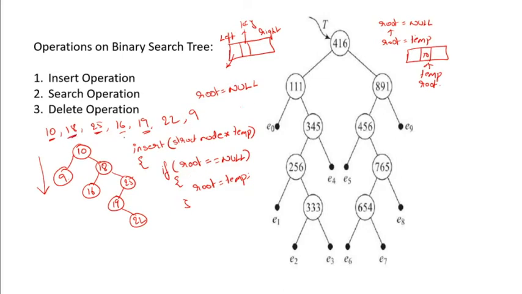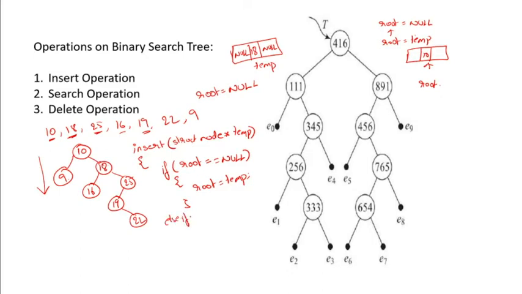So this time when I'm trying to insert 18, I'll create a node which contains 18, and you have null here and null here. This has the name temp, so this is no more a temp now. Now I'll check if root is equal to null. No, root is not equal to null. Now what should I do?